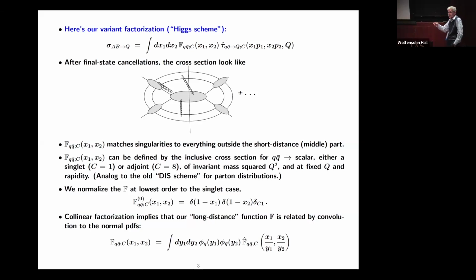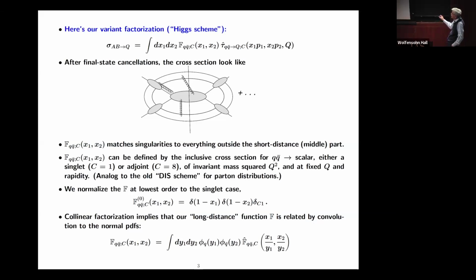Say QQ bar or GG goes to a single Higgs. And this would be the long distance function, not yet factorized into two parton distributions, but one step before that. That's the viewpoint that we're taking. This picture is supposed to illustrate this.